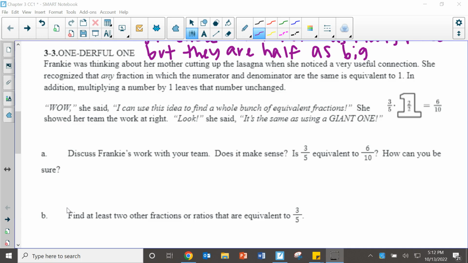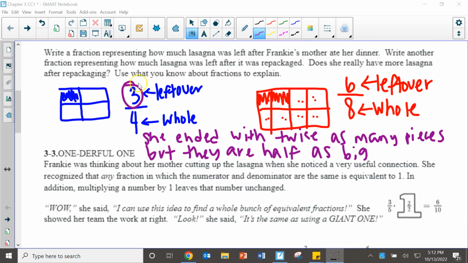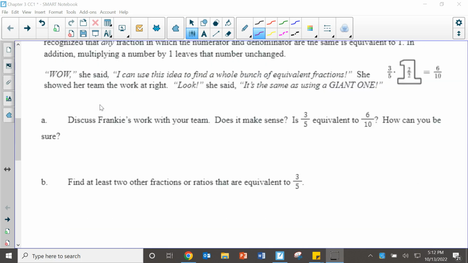So when you create equivalent fractions, they are equal to each other. So if I said, do you want 3/4 of my candy bar or 6/8? You're getting the same amount, just like up here. This 3/4 and 6/8 are the same. The pieces are just smaller. So you're still getting this chunk of the lasagna, but your pieces are smaller. So they are the same, okay?